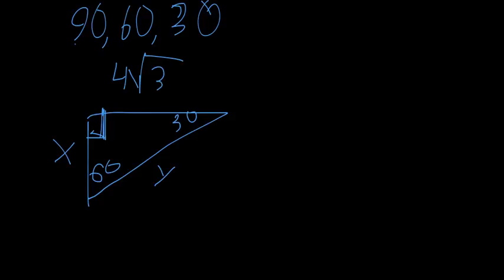Now, since the longer leg in a 30, 60, 90 triangle is the base unit times the square root of 3, you know that x equals 4. And since y is 2 times the base unit, and x in this case is the base unit, that means that y is equal to 8. Don't even need to use a calculator.